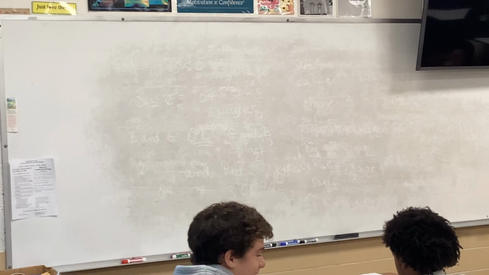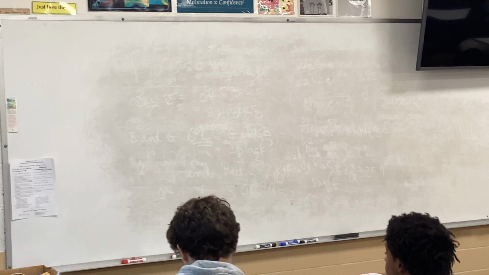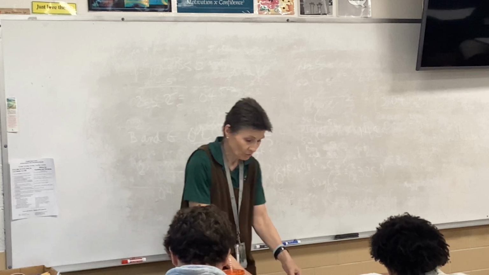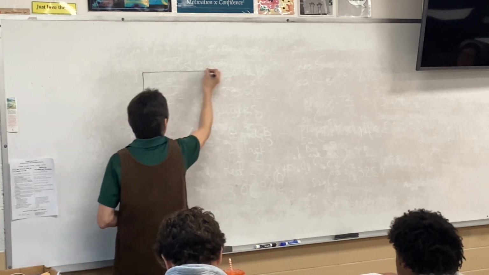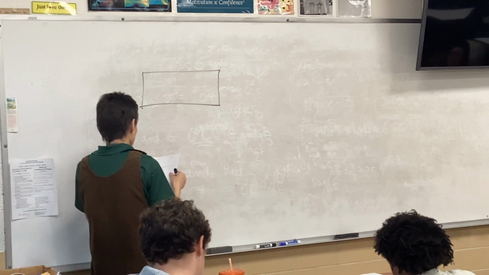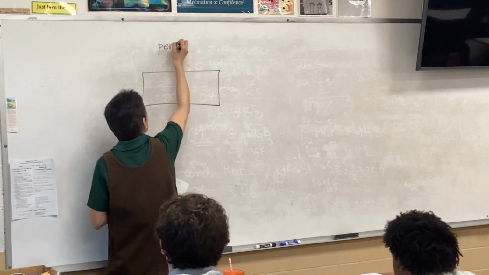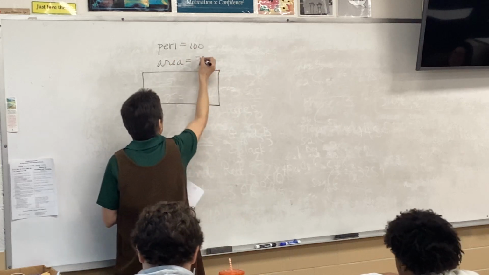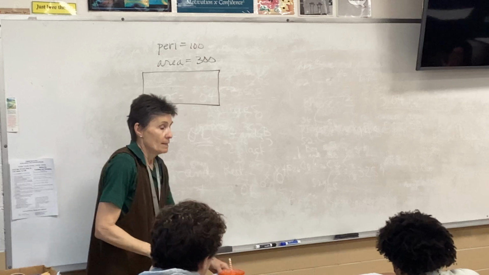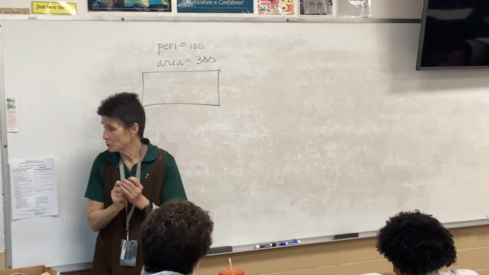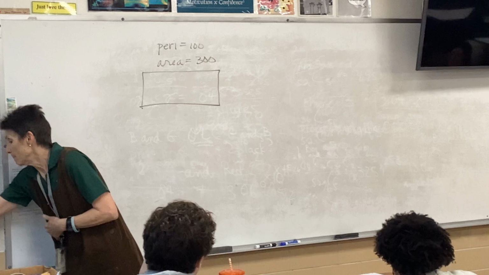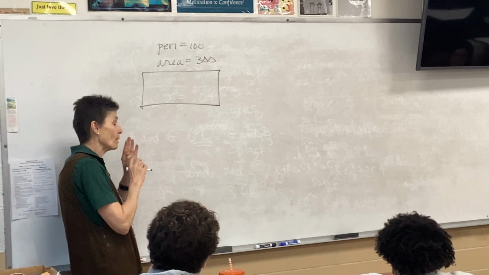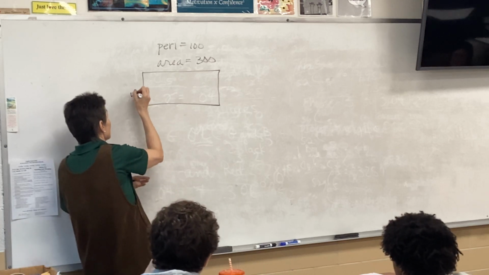In chapter 7. All right, so you've already done 1A, so let's look at 1B. We are going to find the dimensions of a rectangular garden whose perimeter is 100 and whose area is 300. There are lots of ways that you could work on this, but at this point, right now, I don't know anything about my width or my length.